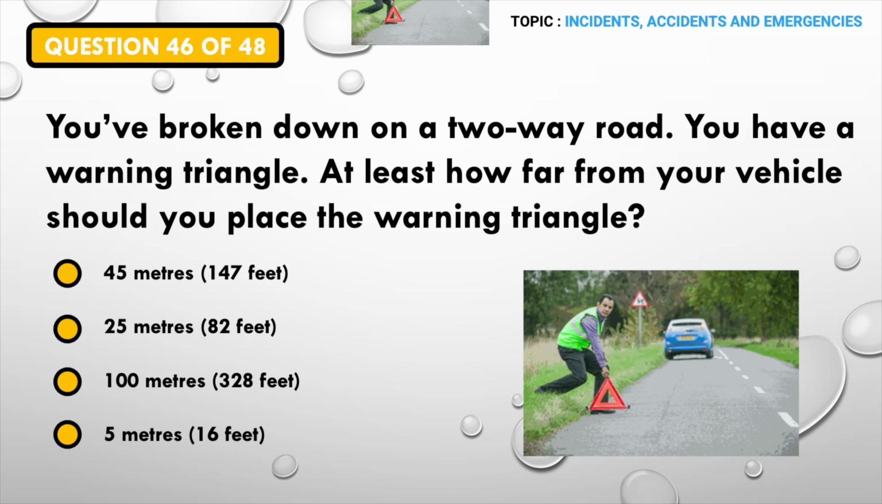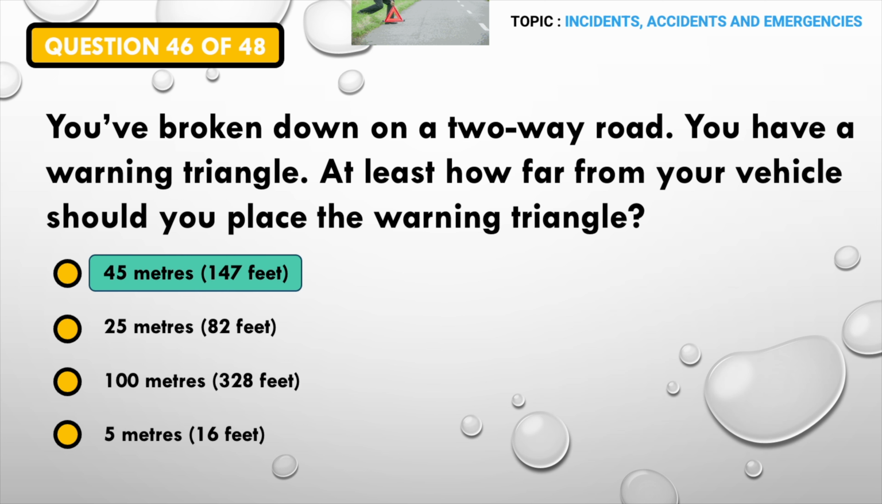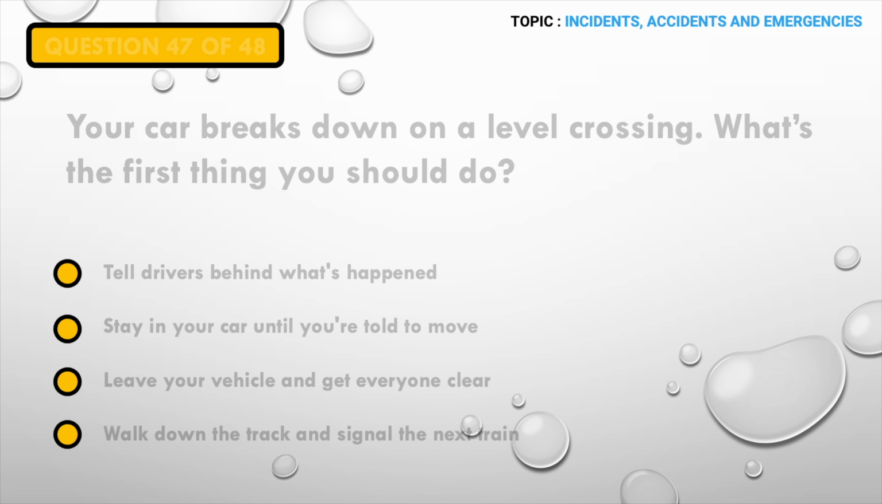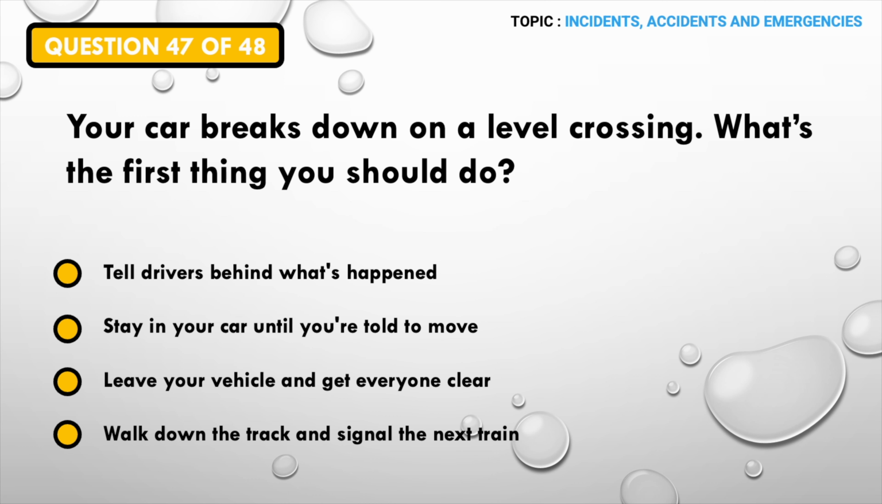You've broken down on a two-way road. You have a warning triangle. At least how far from your vehicle should you place the warning triangle? 45 meters, 147 feet. 25 meters, 82 feet. 100 meters, 328 feet. 5 meters, 16 feet.